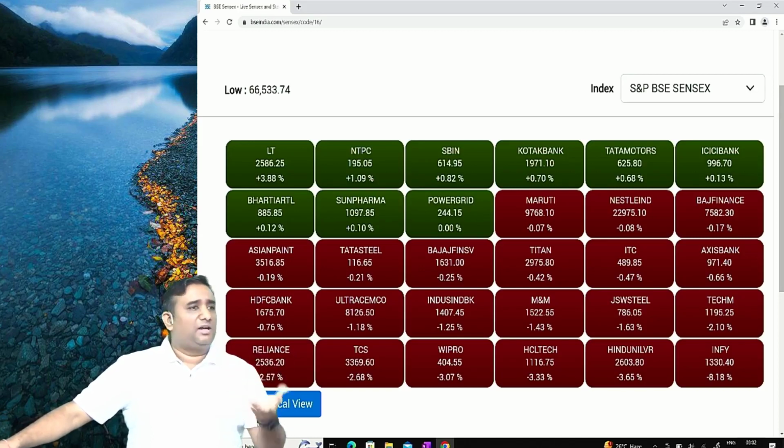Jamun. How does it matter, sir? What rate does it come at? Some of you might not even know. Leave apart mango, leave apart mango also. Tell me any fruit which is very rare.